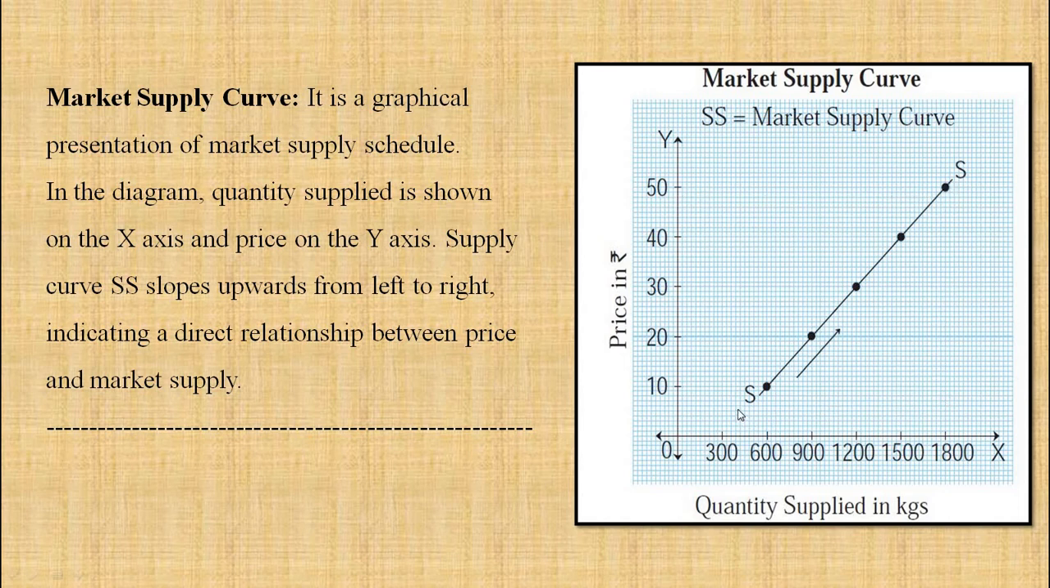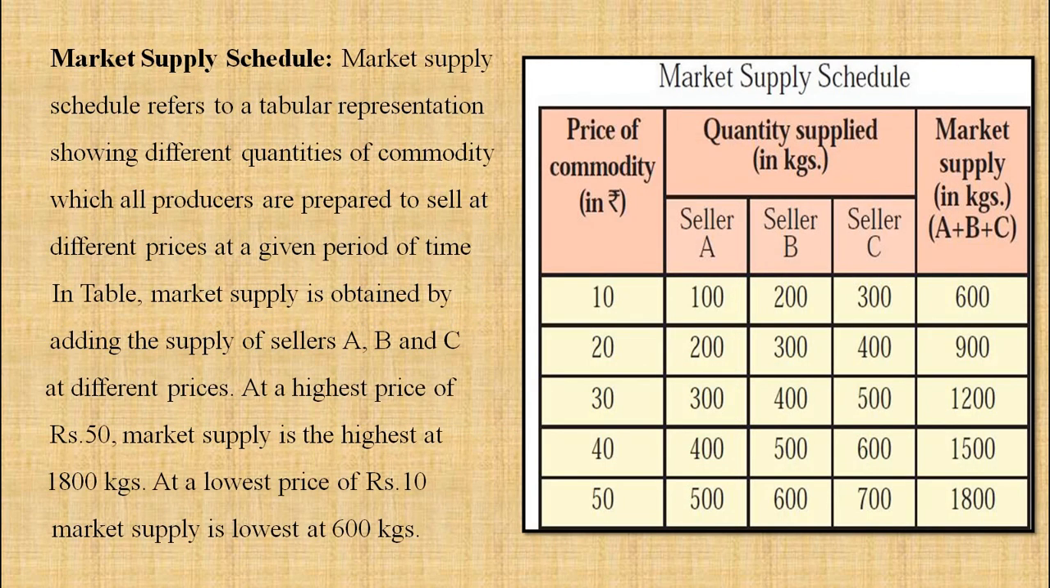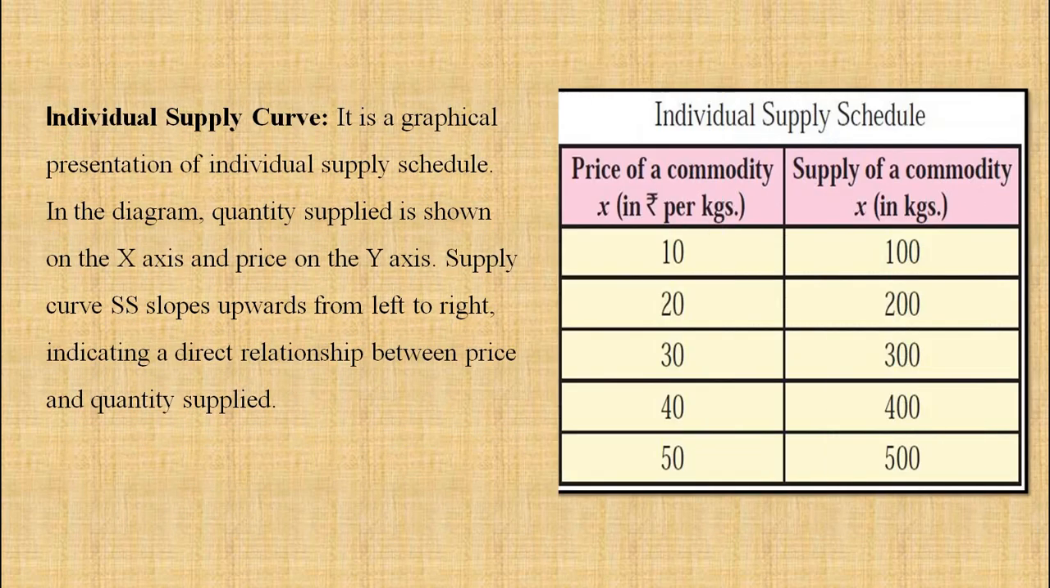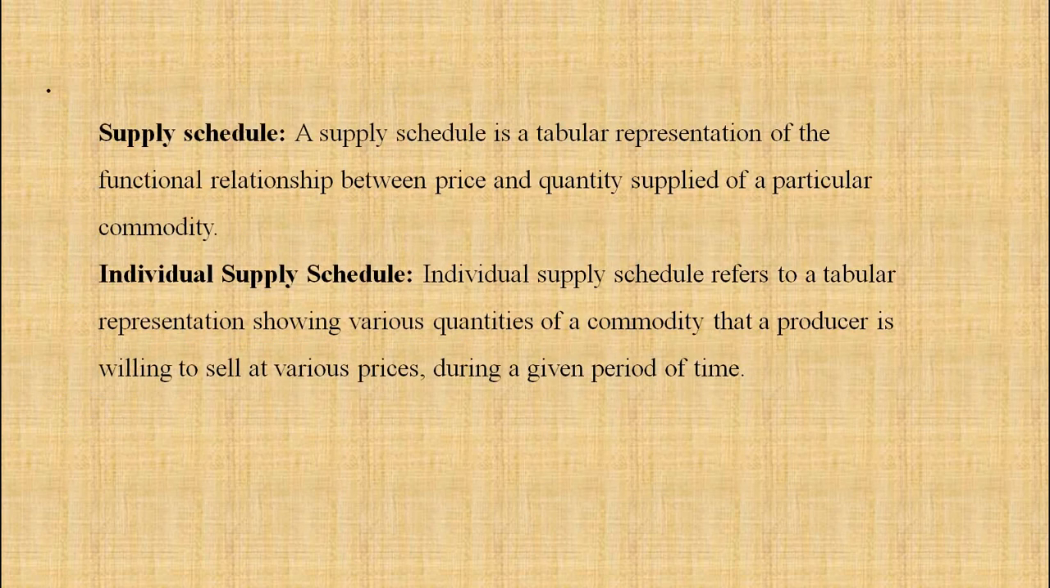So in this way, according to the table, we get the points, and by joining these, we get the SS curve. SS is the supply curve. It is a market supply curve which slopes upwards, and the upward sloping supply curve indicates direct relationship between price and quantity supplied. This is the meaning of market supply schedule, individual supply schedule, and individual supply curve.